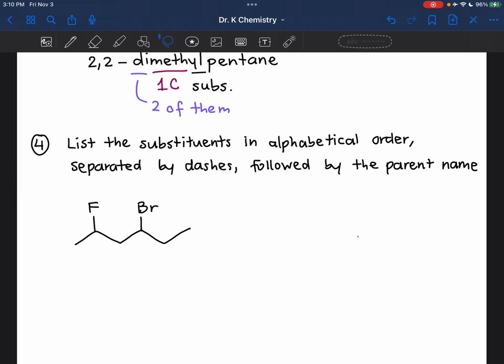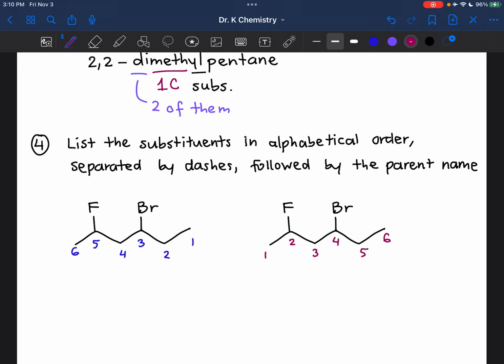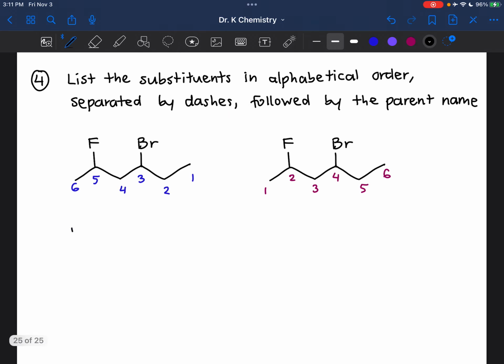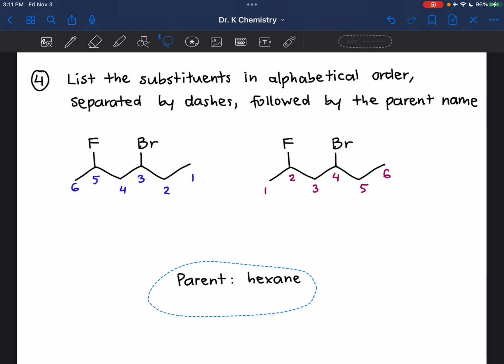And I'll try a couple of different numbering systems and see where to go from there. So I'll try right to left and left to right and kind of see how it goes. Okay. So I see that in either case, the longest chain is 6 carbons long. So the parent name will be hexane. Hex indicating that there are 6 carbons, ane indicating that it's an alkane.